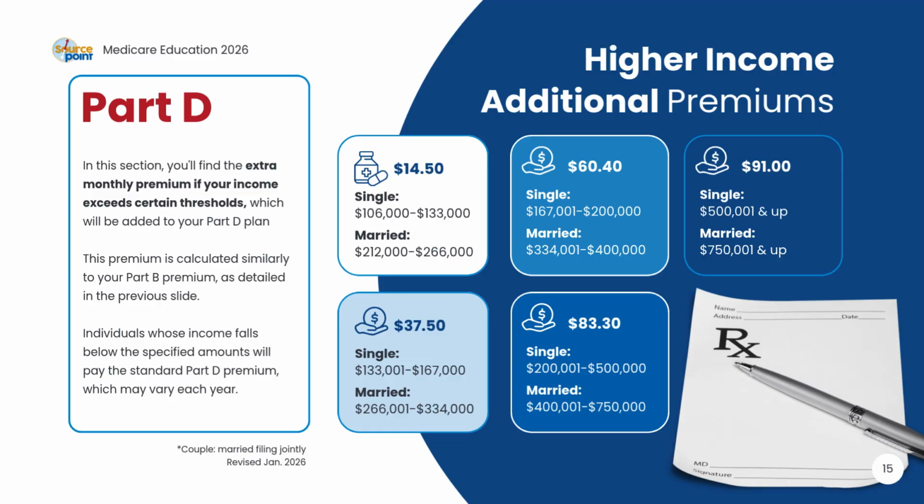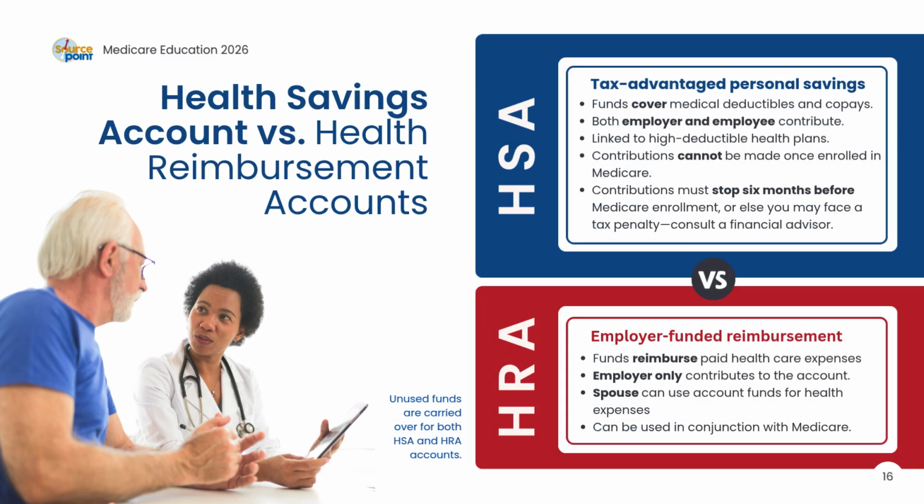This slide illustrates the difference between an HSA, or health savings account, and an HRA, or health reimbursement account. Both accounts can be used to cover Medicare premiums, as well as copays, coinsurance, deductibles, and expenses for dental, vision, and hearing services. It is important to note the last item listed under HSA.